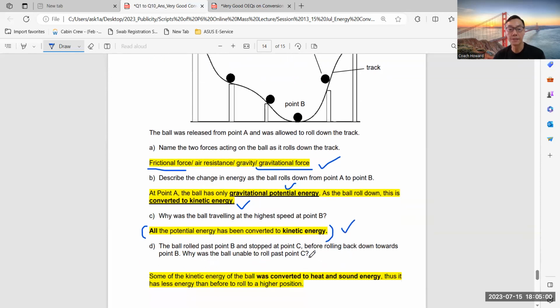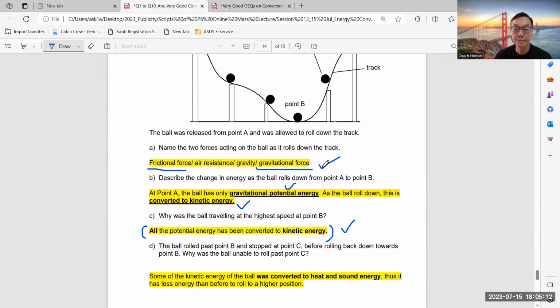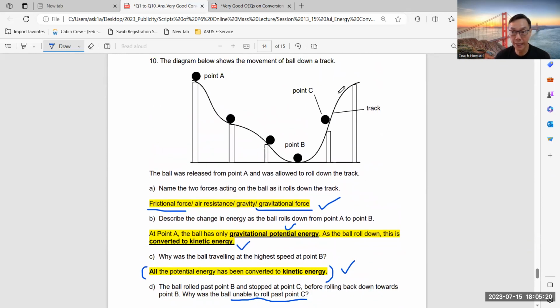Okay, next one. The ball rolled past point B and stopped at C. That means it stops at this point. This is the highest point before rolling down towards B. Why was the ball unable to roll past point C? That means it cannot. Why can't it go beyond that?